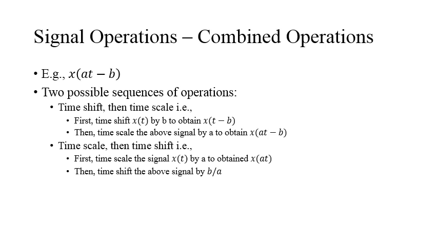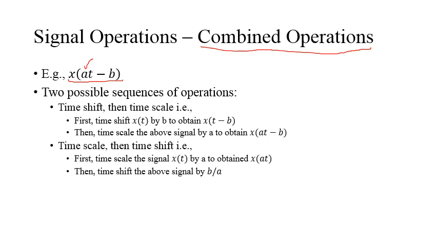So how will we perform combined operations? For example, we have the input signal x of at minus b. You understand this is a continuous time signal because t is here. Similar logic or arguments apply for the case of the discrete time signal. If you look at this one, we are performing two operations. A is multiplied here, so that means we are scaling the independent variable, and B is here, so B is showing the shift.